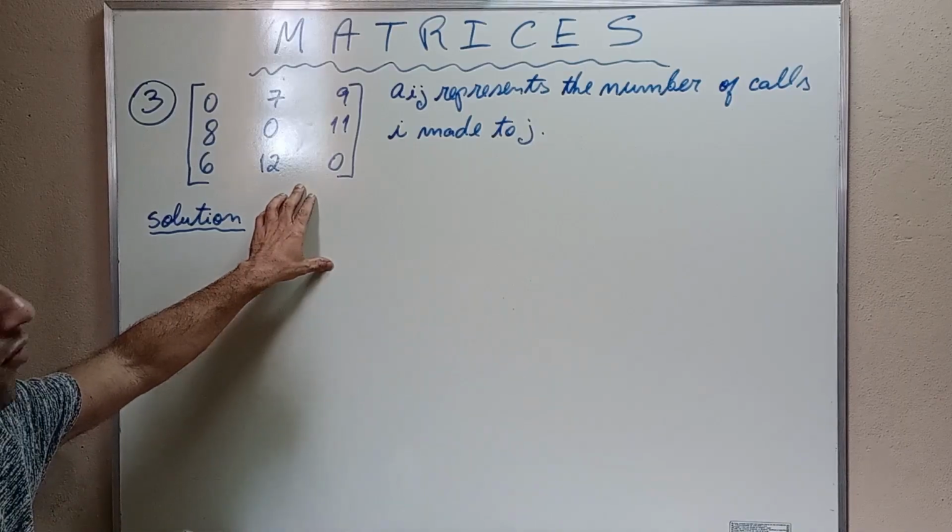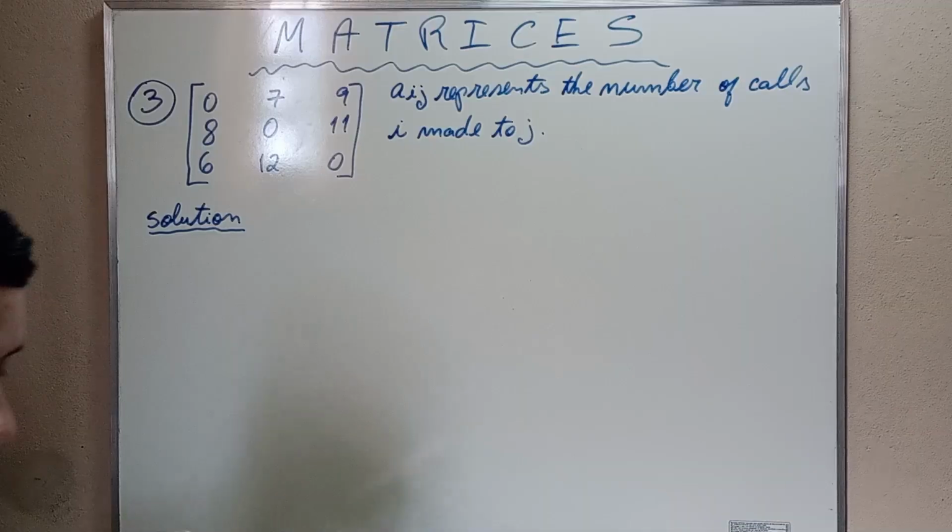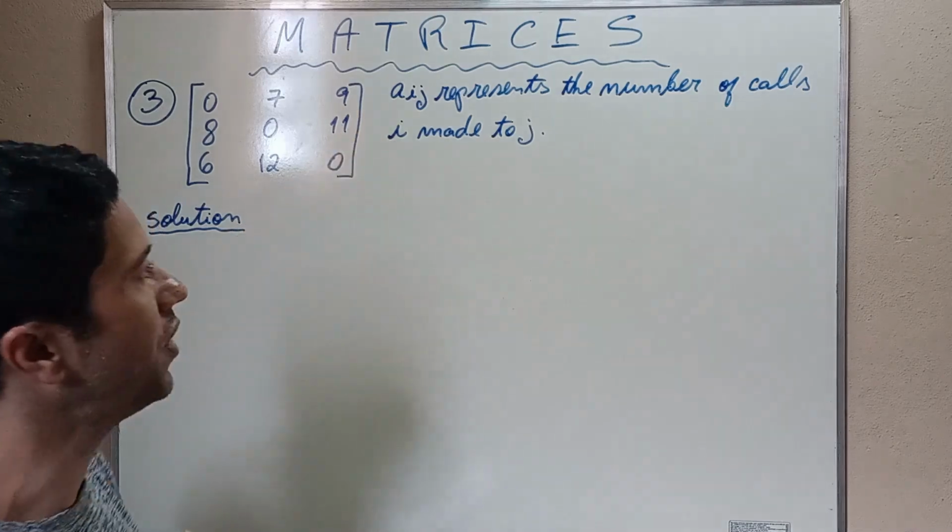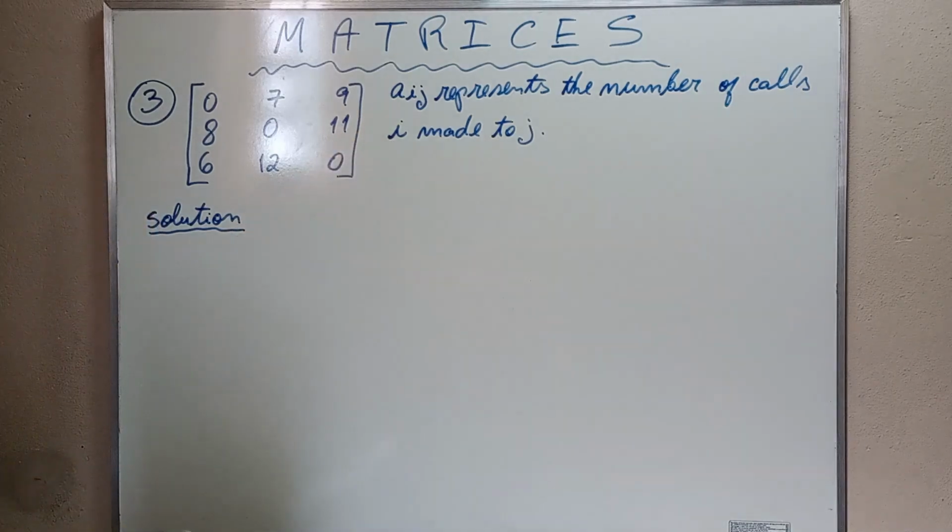The matrix is this, and as the exercise said, each entry Aij represents the number of calls I made to J. Okay, my friends? The exercise informed us that the entry Aij represents calls made by I to J. Thus, let's go to the solution.